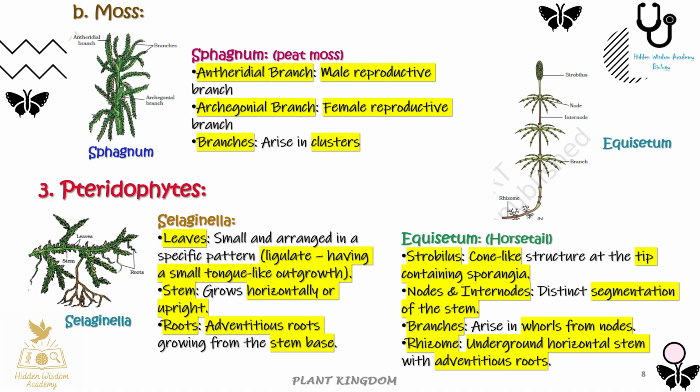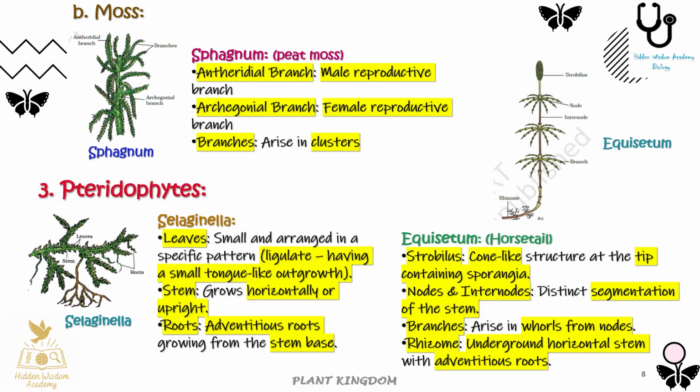Stem, it can be upright or prostrate, growing along the ground. Roots, it has adventitious roots, meaning the roots arise from the stem base, not from the root system. Equisetum, also called horsetail. Strobilus, at the tip of the stem, you'll see a cone-like structure called the strobilus. This contains sporangia that produce spores.